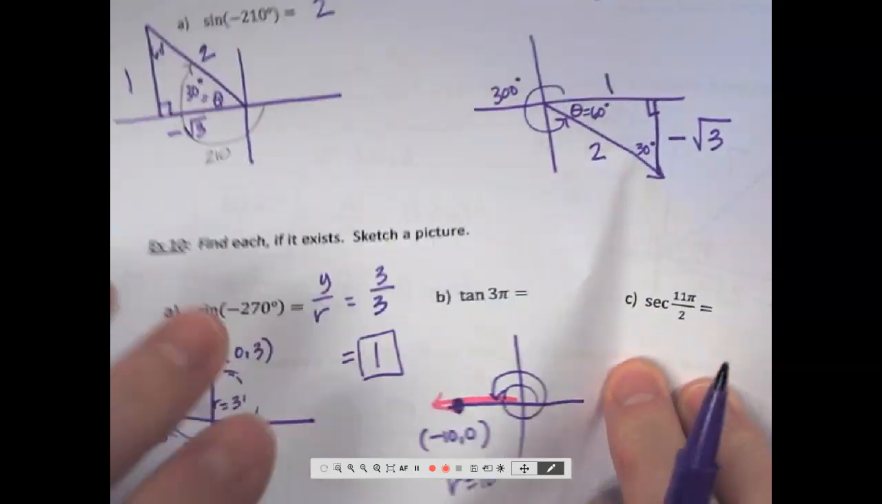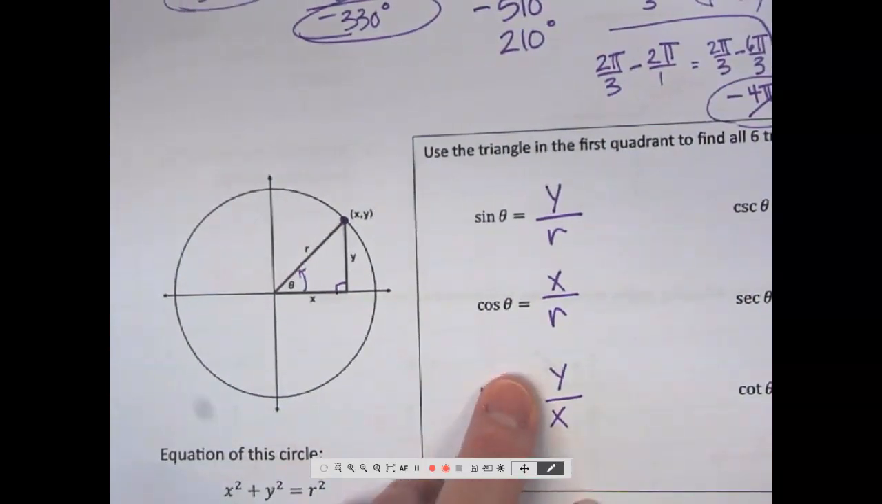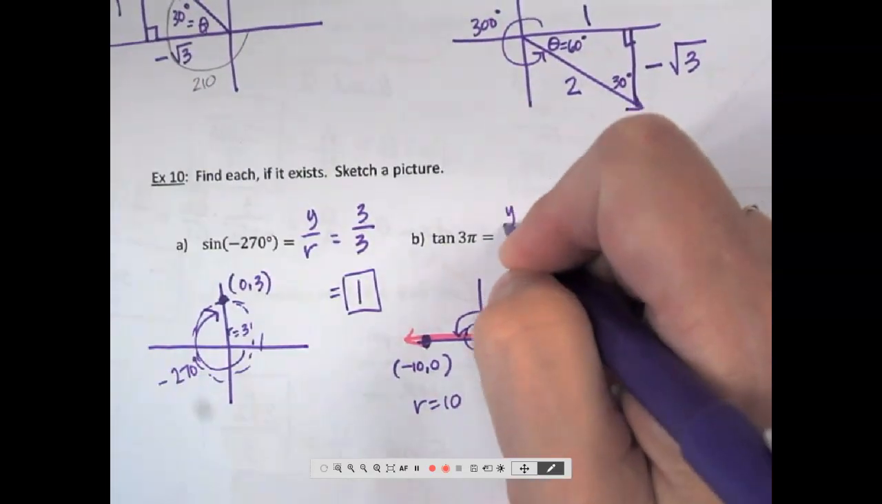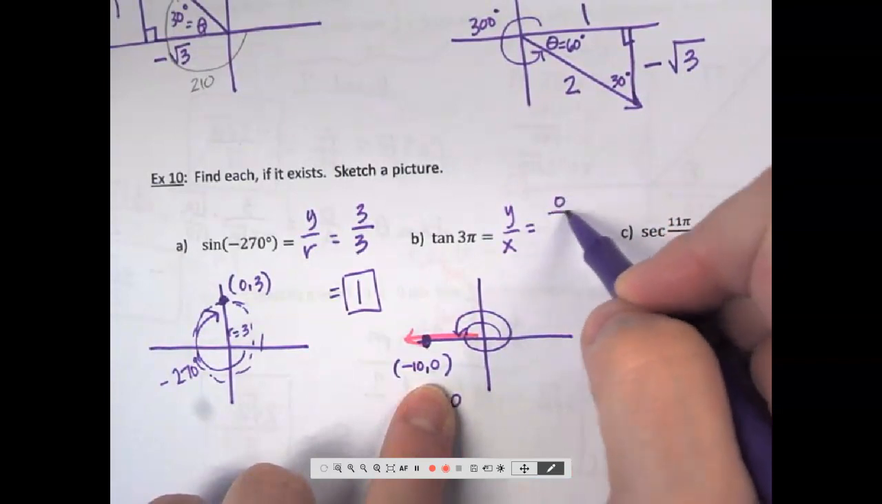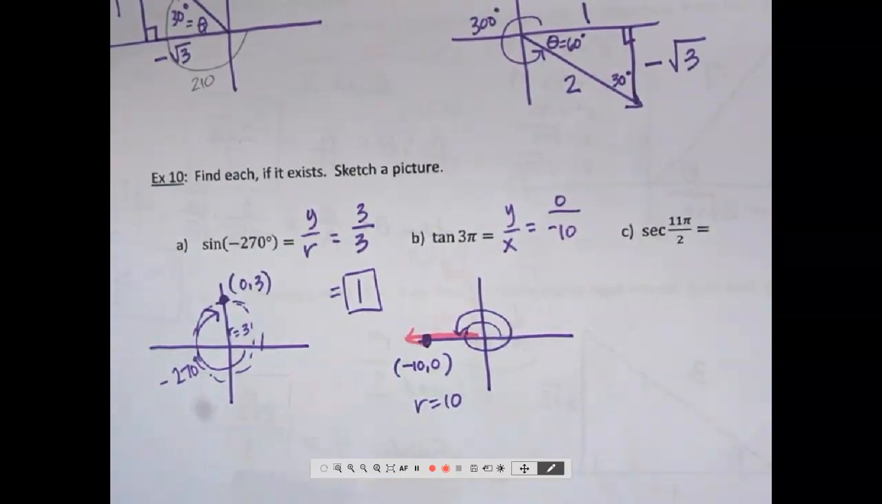Okay, let's go back and look at tangent. Tangent is y over x. Y over x. My y is 0. So is yours if you used a different point. And my x doesn't really matter because what is 0 divided by a number? 0.